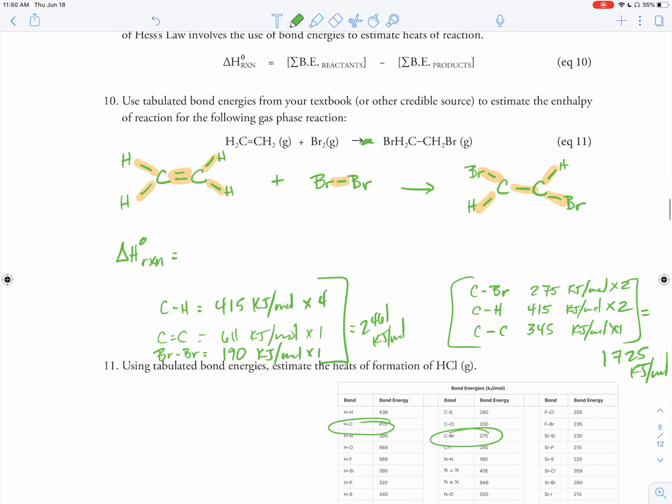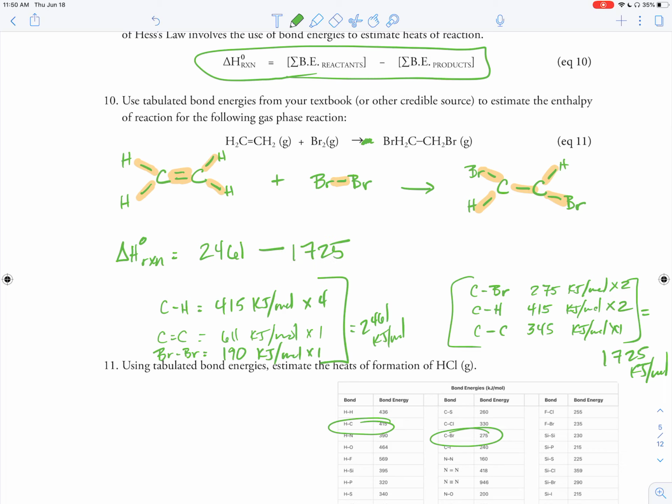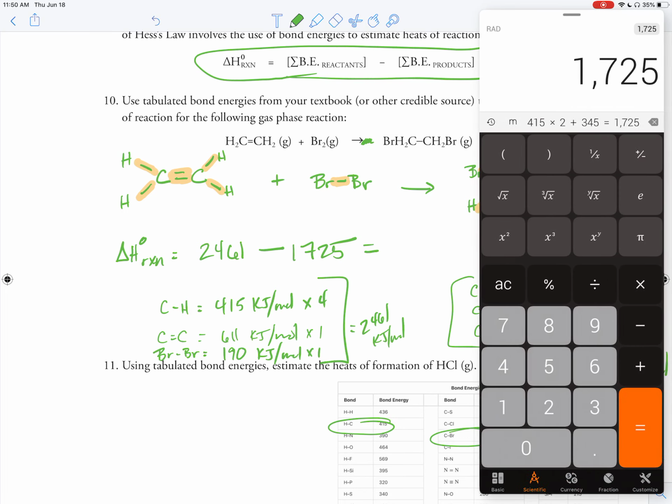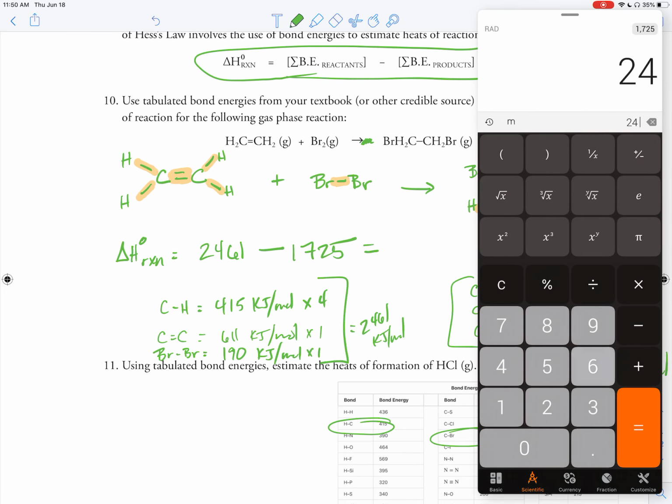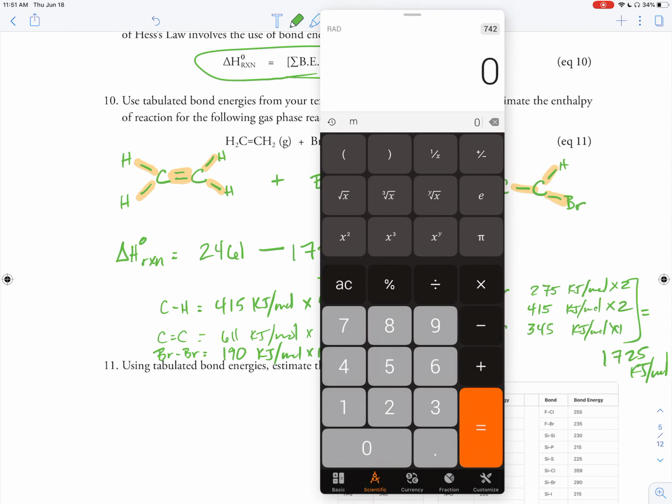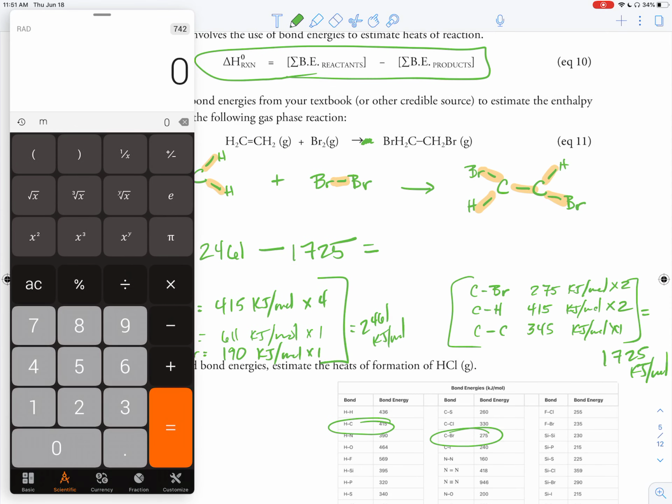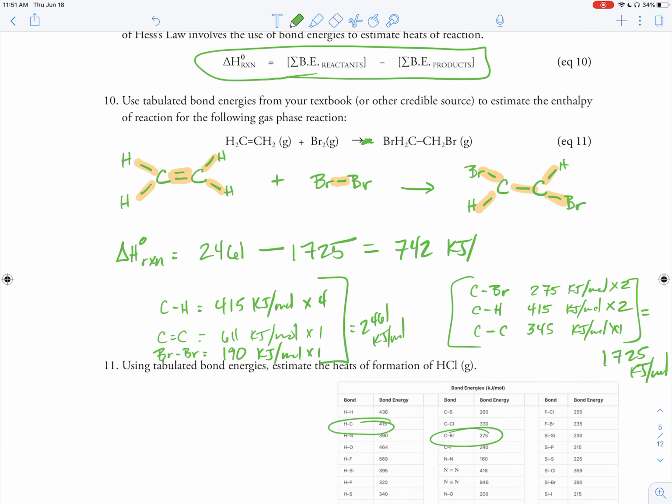So again, keep in mind the actual equation is reactants minus products in this particular case. So the reactants are 2,461, and we'll subtract the products, 1,725, and that value should give us the number of kilojoules per mole of our enthalpy of formation. Oh, I cleared that really quick. It's 742 kilojoules per mole for that reaction. So this is your answer.